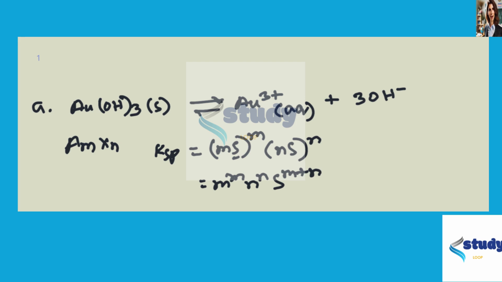So here our m value is 1, n value is 3. This is our A and this is our X. So if we put the m and n values here, we'll have the Ksp expression as 1 to the power 1, 3 to the power 3, that means 3 cube, and s to the power 1 plus 3, that means 4. 3 cube s to the 4 is the Ksp.